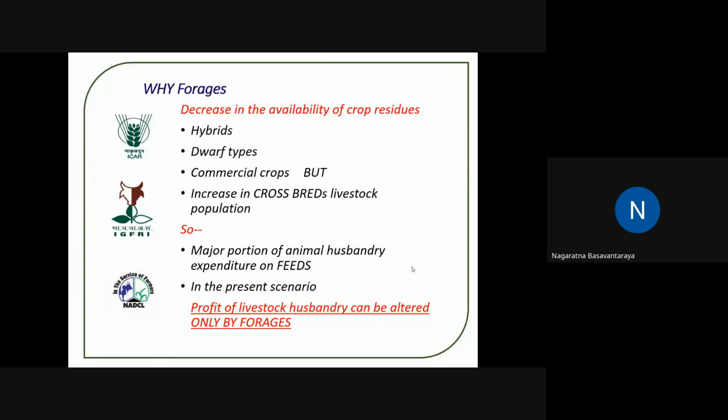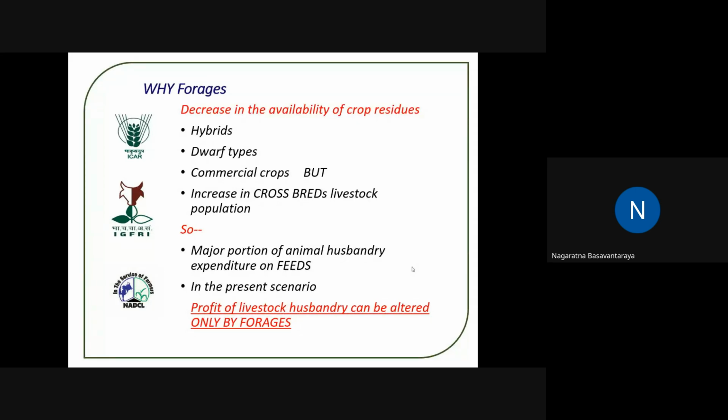The improved forages also gain importance because nowadays the majority of the farmers are rearing crossbred animals, maybe Jersey cows, or for that matter HF. And these crossbred cows or livestock need more fodder to be fed to them. So in order to meet the decrease in the crop residues and also the kind of animals the farmers are rearing, we need to cultivate the fodder crops.